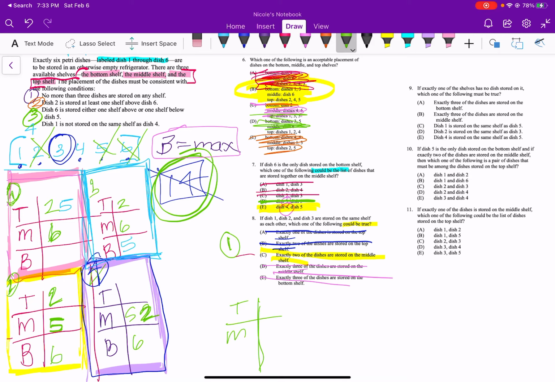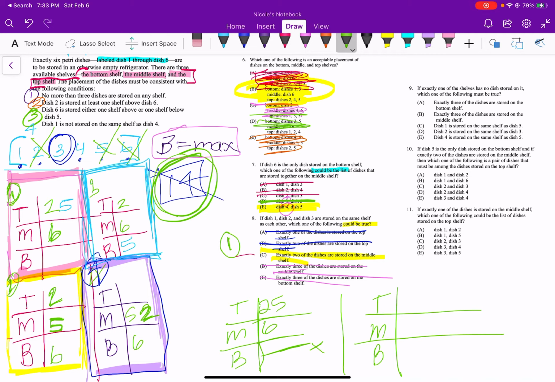So top, middle, bottom, top, middle, bottom. So if we have 2, 5, and 6 here, and there's a shelf without any of them, which is going to be our bottom shelf in this scenario, what must be true of the others? Well, we know that 4 and 1 cannot be on the same shelf. So if 4 and 1 cannot be on the same shelf, we know that there's going to be a 4 or a 1 here. And there's also the other one is going to go on the other shelf.